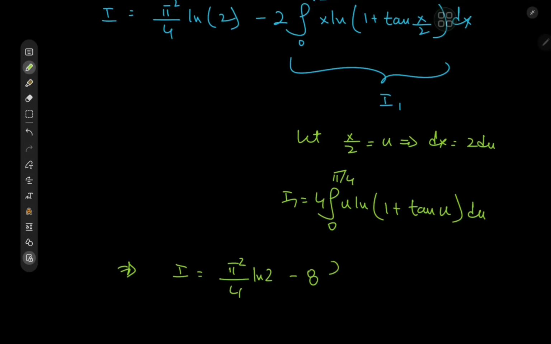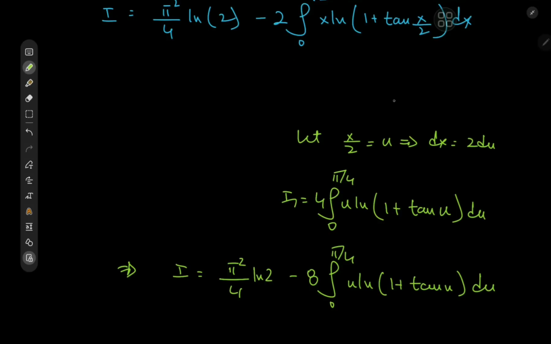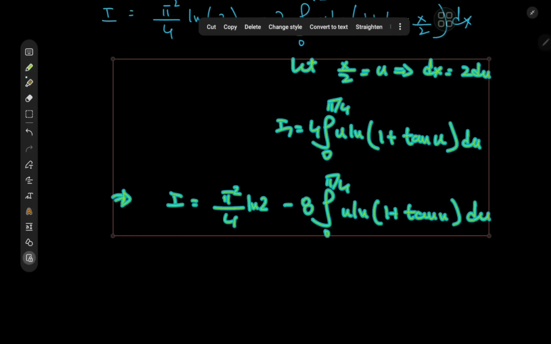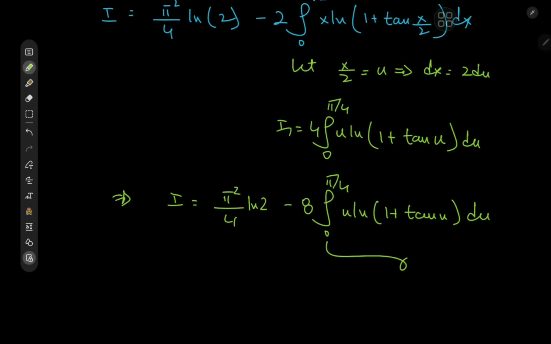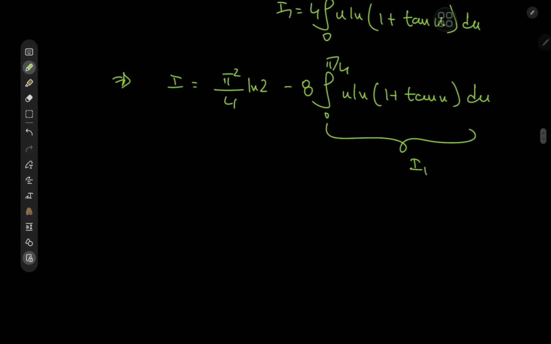Minus 8 times the integral from 0 to pi by 4 of, what exactly do we have? We have log 1 plus tangent of u du, and I might as well not call this I sub 1 and just rename it without the factor. What am I trying to say? I'm trying to say that this integral here is I sub 1. Why is math so much easier than talking? Interesting. So we have I sub 1. That's the integral from 0 to pi by 4 of u times log 1 plus tangent u du.